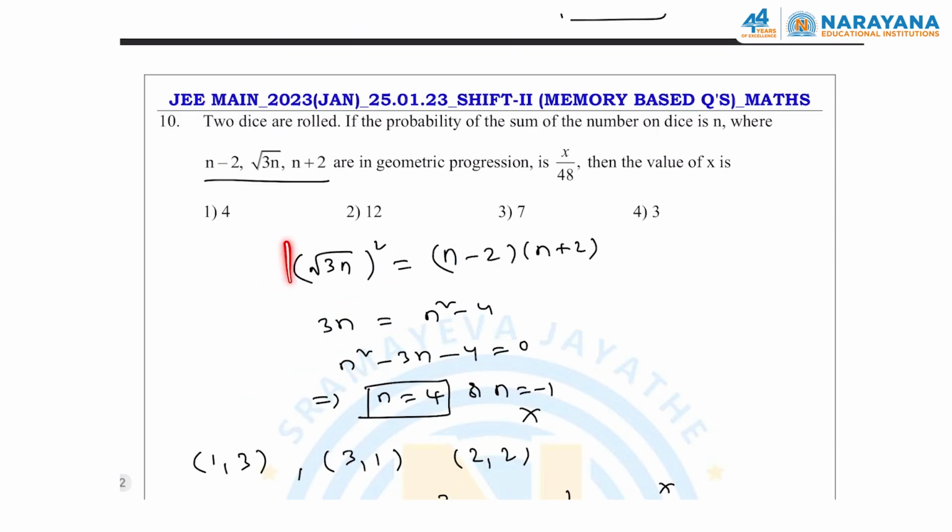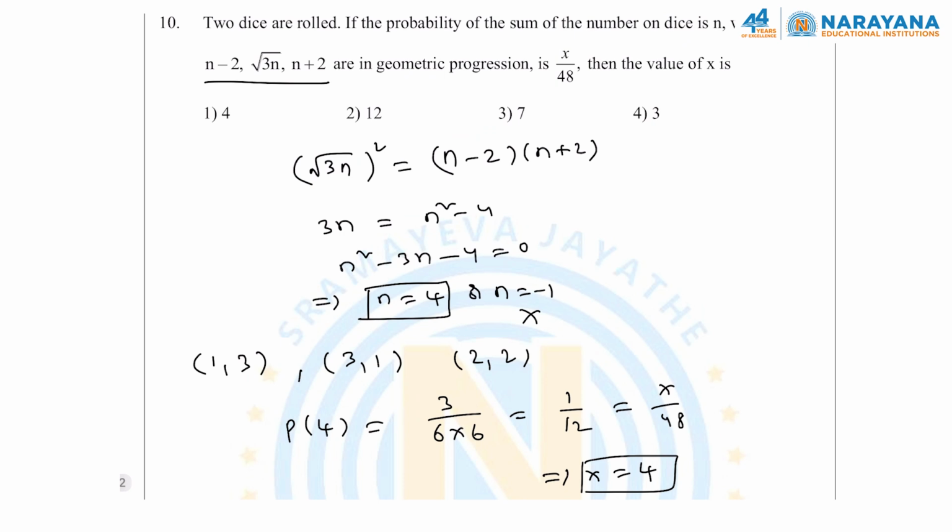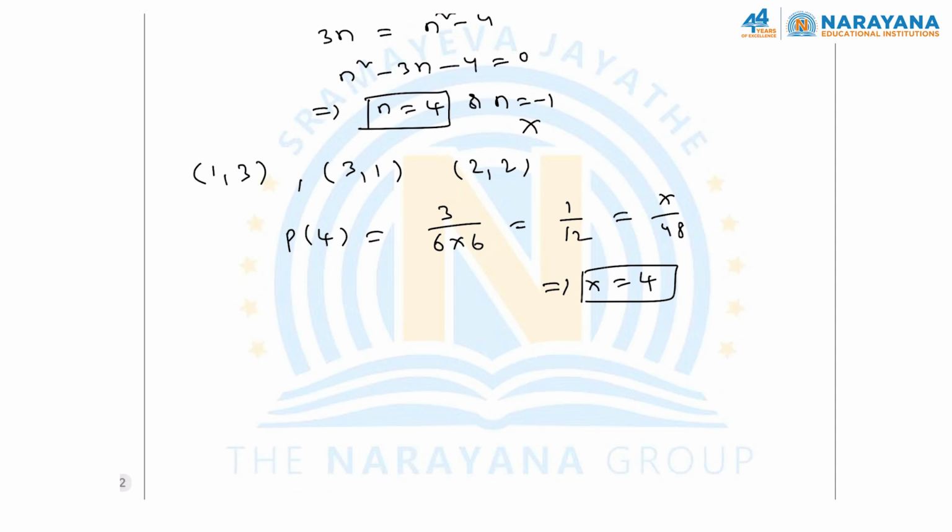So first we have used the GP condition, then the probability of getting sum 4. Sum 4 can happen with first die 1, second die 3; first die 3, second die 1; or both the dice showing 2. So 3 possible outcomes, favorable cases are 3, total outcomes are 6 into 6. So from there we got 1 by 12. This is equal to x by 48, where x is equal to 4.